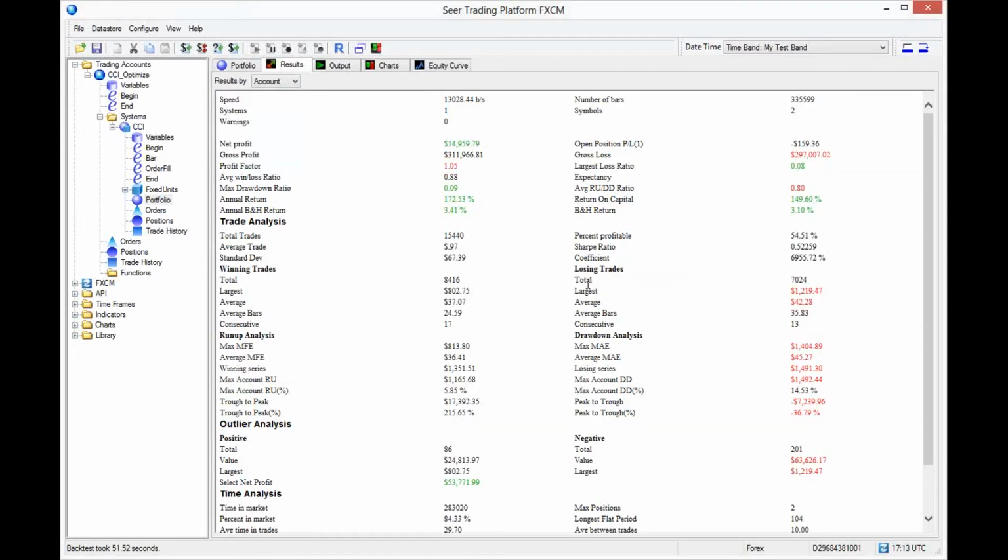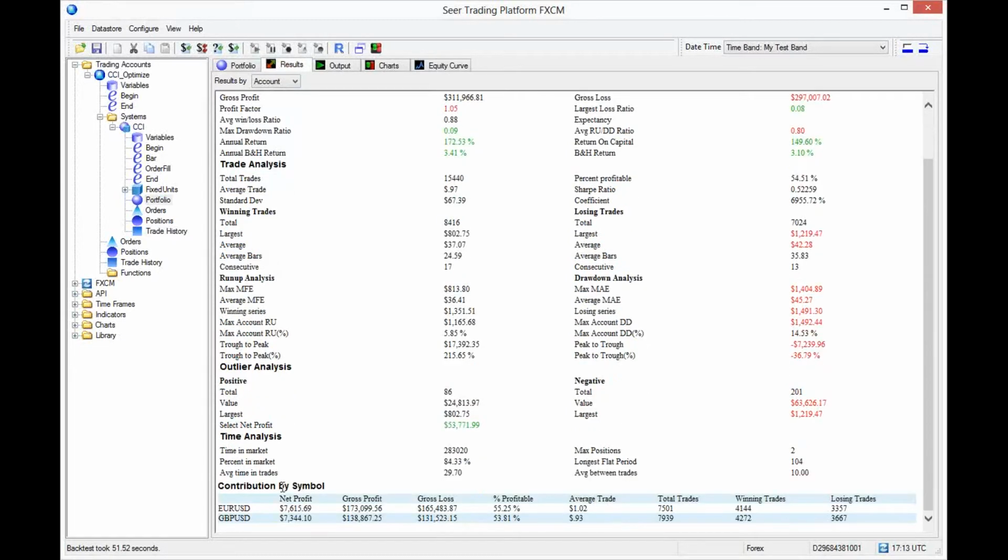Okay, great. So we're back. So now Seer has backtested about a year's worth of 1 minute data, 2 instruments simultaneously. And now if we scroll towards the bottom of our results pane, you can actually see there's been a contribution by symbol. So Euro USD has contributed $7,500 to the profit, and GBP USD has contributed also just under $7,500 to the profit.